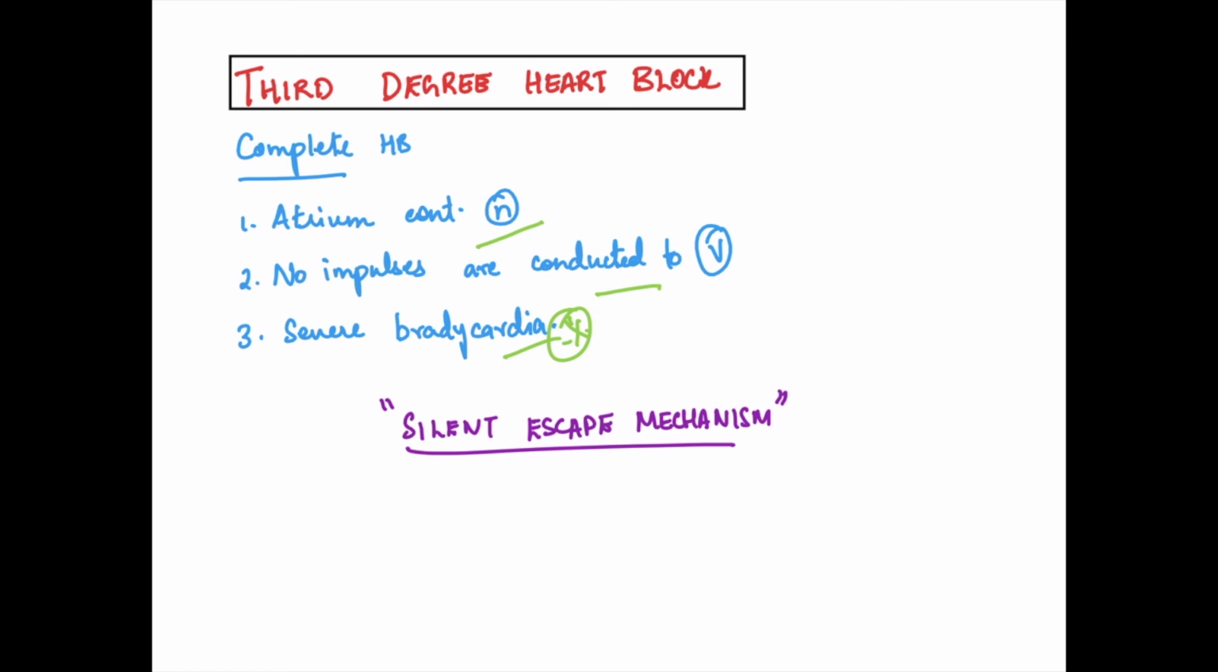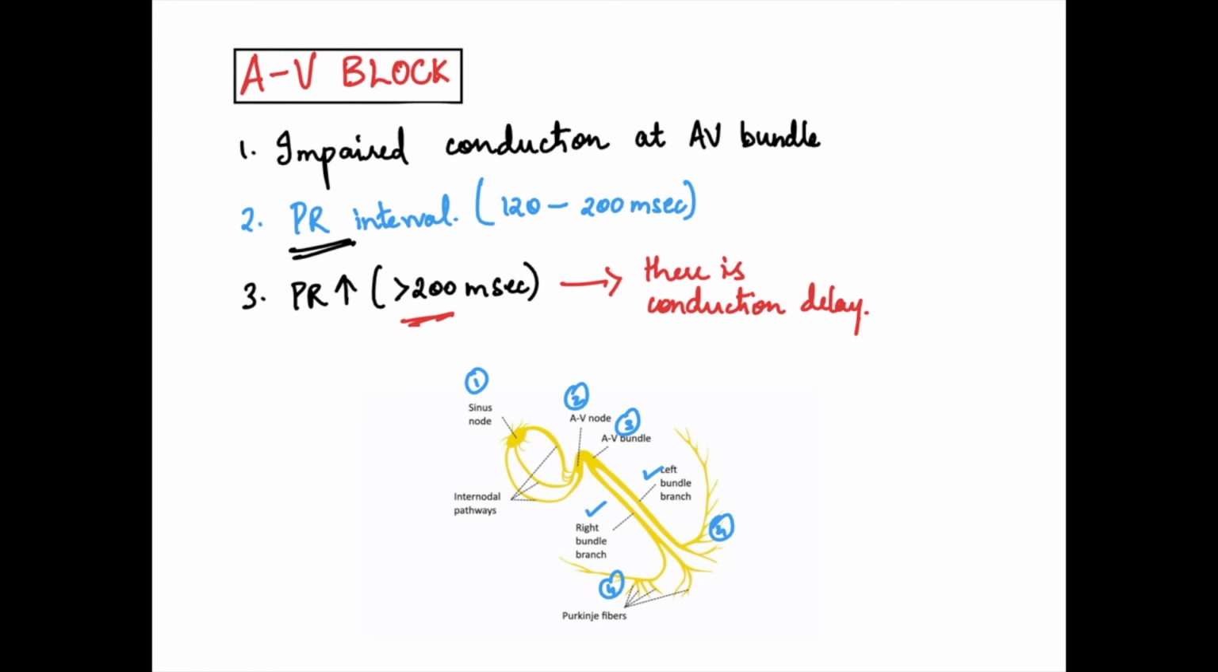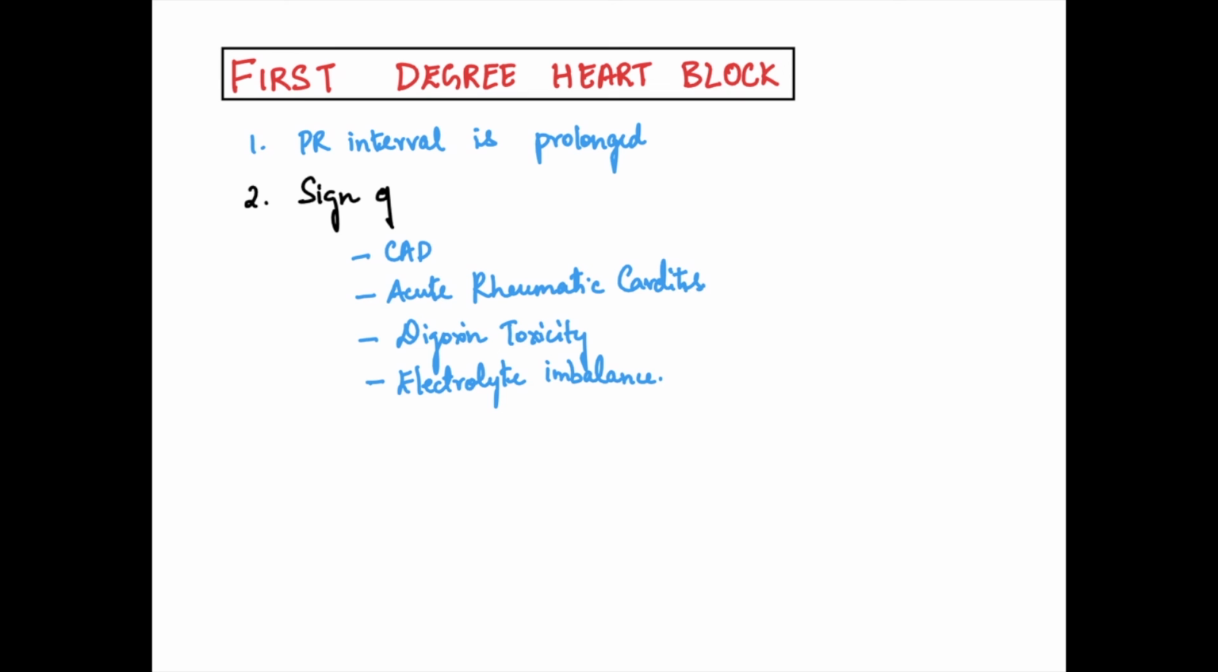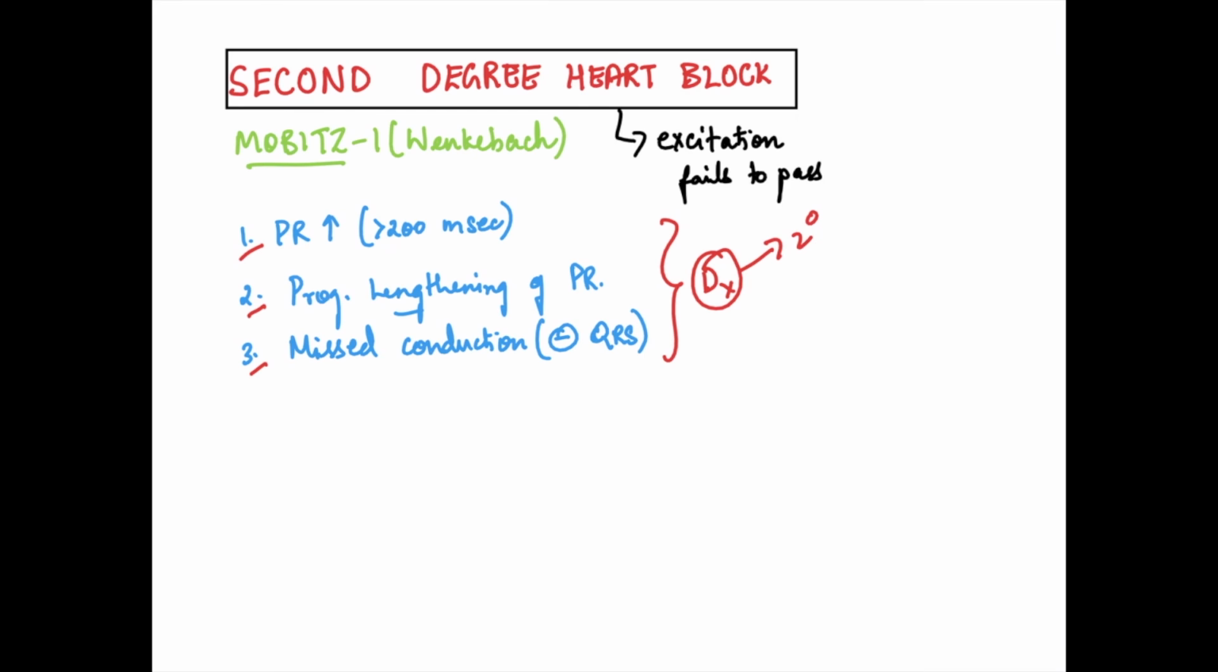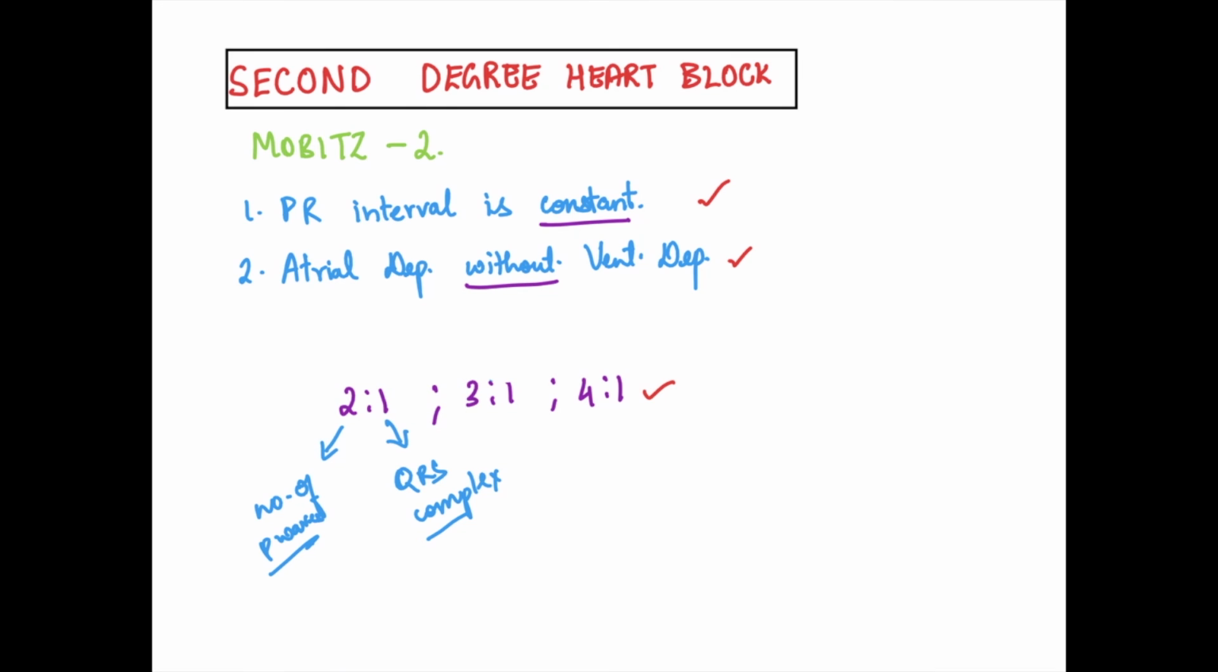Okay, let's take a recap of complete AV block, whatever I taught you. Yes, AV block is an impaired conduction at the AV bundle. The main focus here is the PR interval, which is more than normal, so there is a conduction delay. In first degree heart block, the PR interval is prolonged and it's an indicator of heart disease. In second degree heart block, Mobitz type 1, we see progressive lengthening of the PR interval and a missed conduction. And in Mobitz type 2, the PR interval remains constant and the P wave is not followed by QRS. And there are three types: 2 to 1, 3 to 1, and 4 to 1. Do not forget, in Mobitz type 1 it's progressive lengthening, and in Mobitz type 2 the PR interval remains constant.